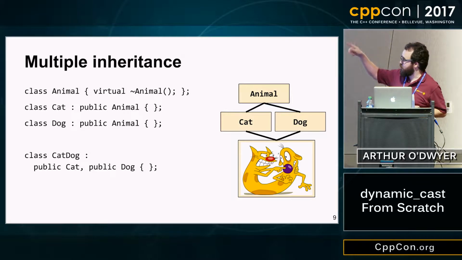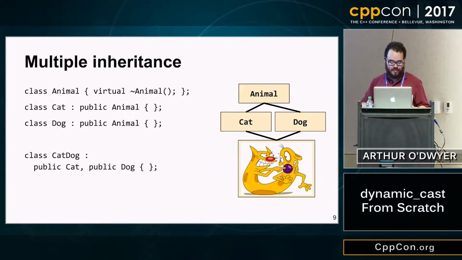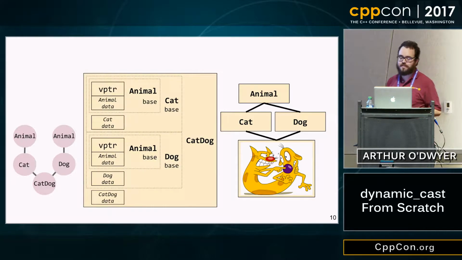Notice the lack of virtual keywords here, right? public Animal, this is intentional. So graphically, we have something that looks like this. Here's the layout of a CatDog, right?